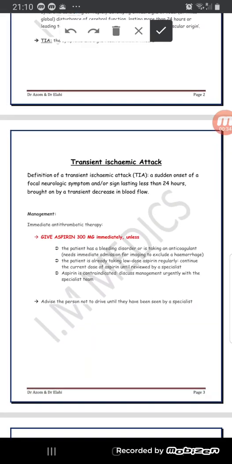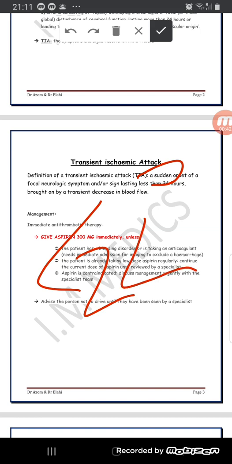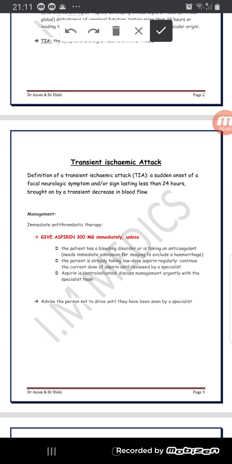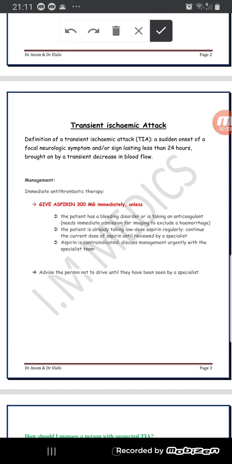TIA. Now TIA, you can explain it as a sudden onset of neurological symptoms that's less than 24 hours, brought on by a transient decrease in blood flow, so less than 24 hours. So in terms of management, very important. A patient comes with signs and symptoms of a focal neurological deficit that has already gone away, is finished, but less than 24 hours, patient is well now.